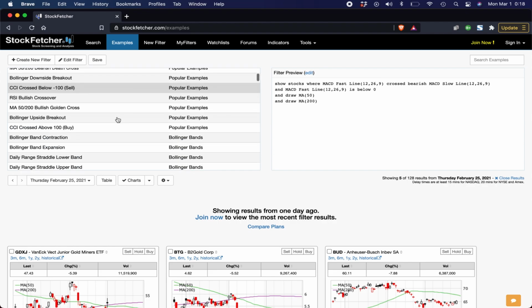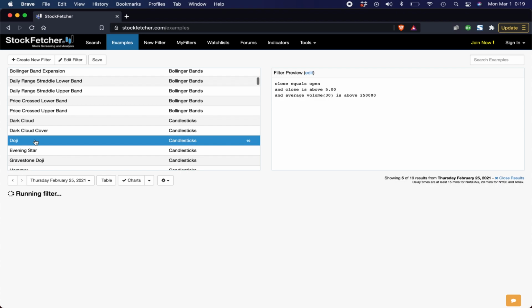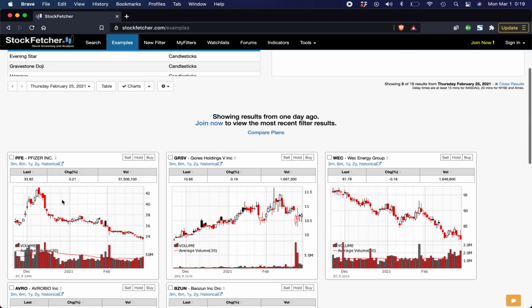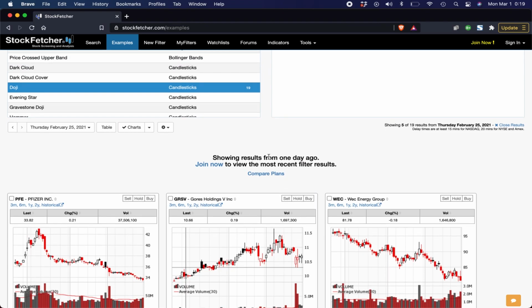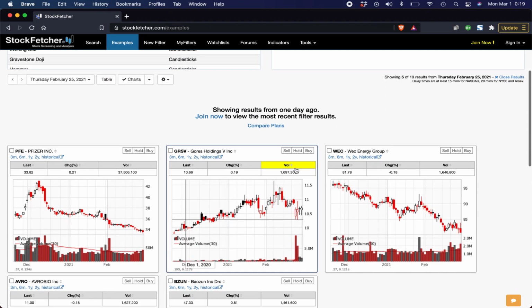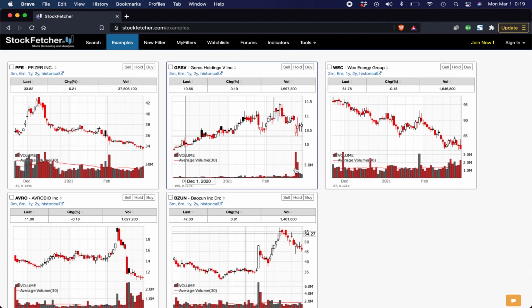So let's say, what do we cover here? Let's say doji. If I click doji, it's going to show me a bunch of different stocks. Again, with the free version, it's going to show results from 1 day ago, but that is enough for our purposes, because all we are looking for is to see those stocks exhibiting that particular pattern.